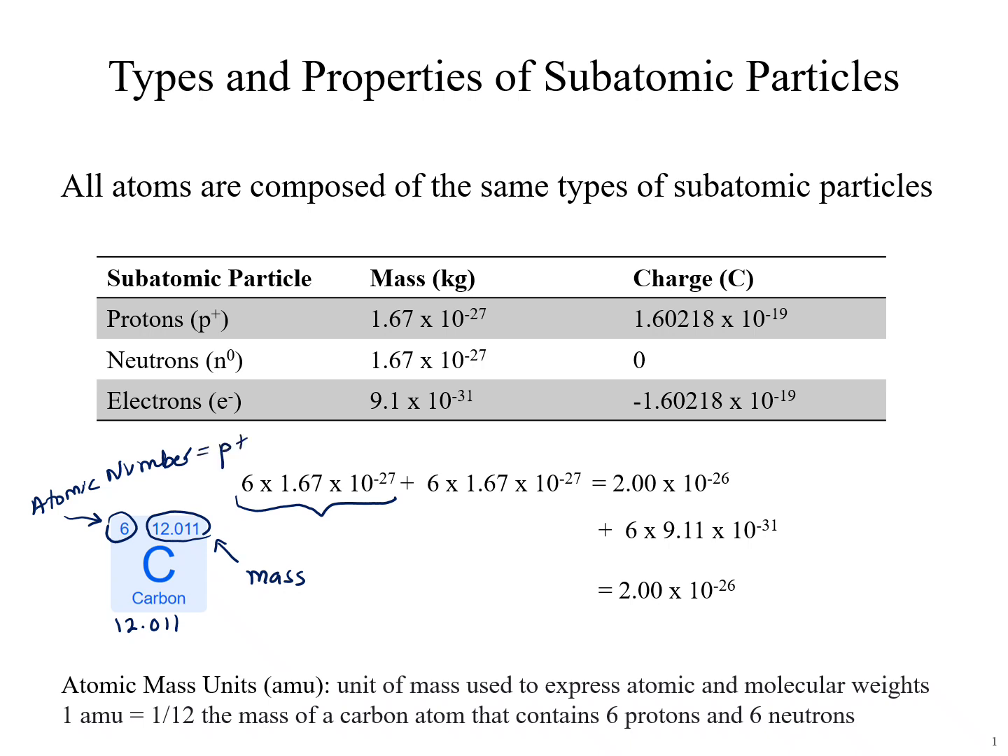The symbol that we use to represent protons is the letter P with a positive sign. So the atomic number that you get to see on the periodic table for the different elements is actually telling you the number of protons for that element, or the number of protons that every atom of that element contains. For example, for carbon, the atomic number is 6. It means that an atom of carbon contains 6 protons.